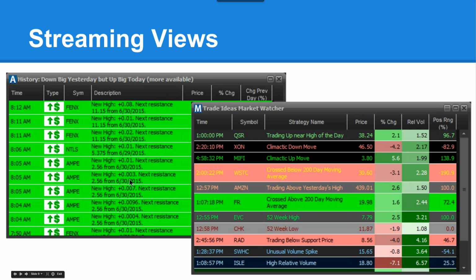But this took up a lot of real estate, and it still has value as a single window, but it took up a lot of different little space on your screen. So we created this multi-strategy window to be able to drop in a window like this, but be able to put 20 different windows. So "down big yesterday, but up big today" is just one of those strategies that could be popped into a multi-strategy window. So you only need one single container rather than a bunch of different windows.